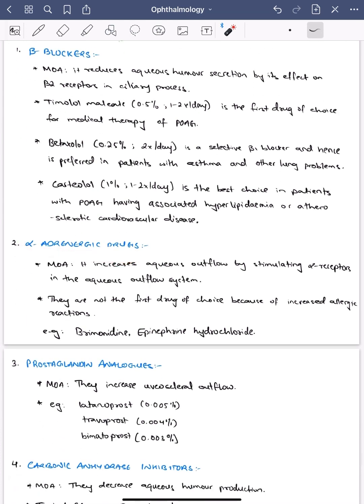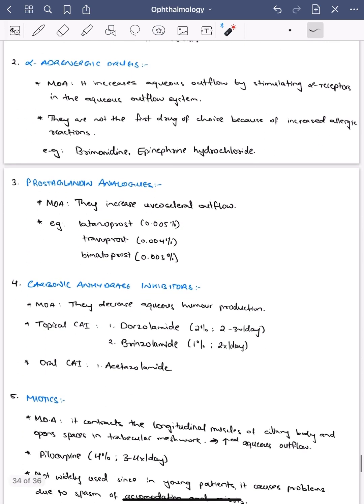Now the second group of drugs is alpha adrenergic drugs. The mechanism of action is that they increase aqueous outflow by stimulating the alpha receptors in the aqueous outflow system. Now they are not the first drug of choice because of the increased allergic reactions. The examples of alpha adrenergic drugs are brimonidine and epinephrine hydrochloride. Now the third is prostaglandin analogs. They increase the uveoscleral outflow. Examples are latanoprost 0.005%, travoprost, and bimatoprost.